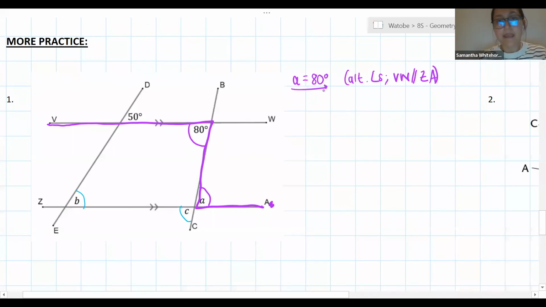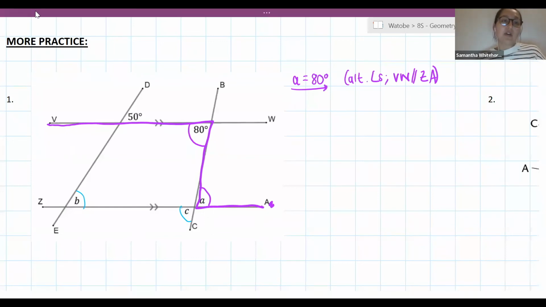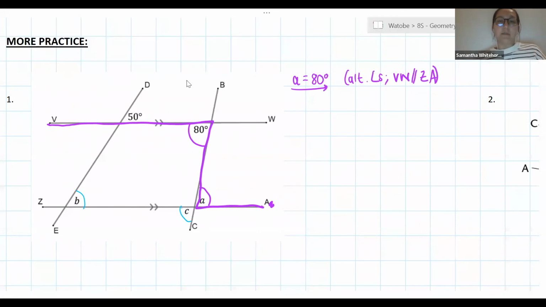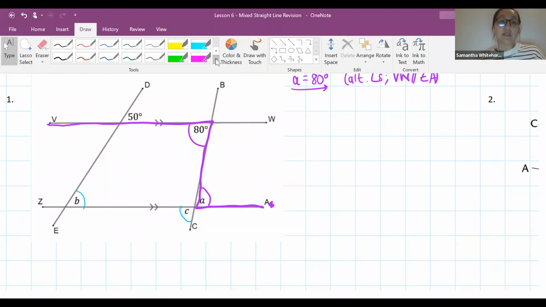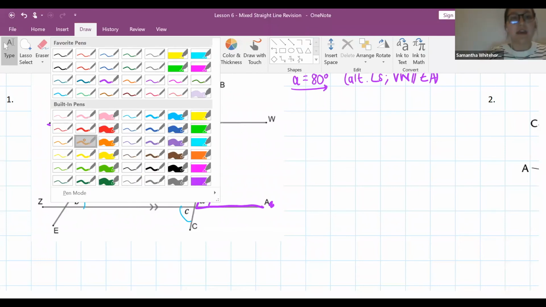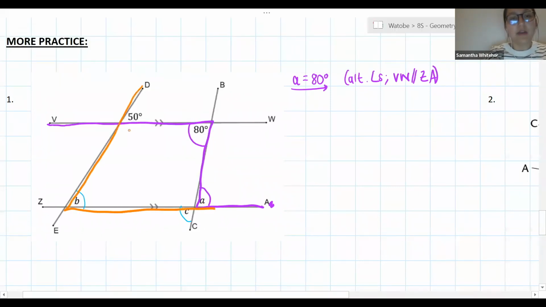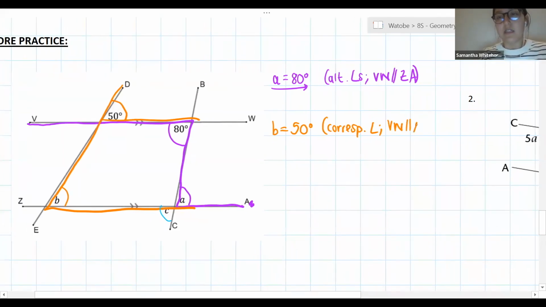Right, so that's A. If we then go on to B, again it really doesn't matter where we go on to, I can see that B is potentially a corresponding angle. The reason I'm saying that is because I've got this upside down F shape going on over here, which means that 50 and the angle B are equal to each other. So B is equal to 50 degrees, and my reason is corresponding angles. And again, state your parallel lines, same ones, VW parallel to AZ or ZA. It really doesn't matter which order you put them in.